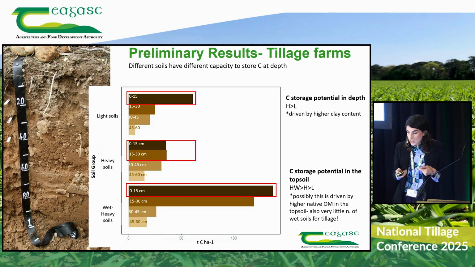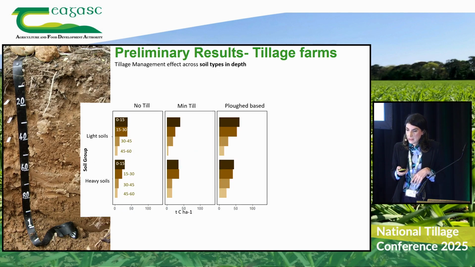Wet, heavier soils have quite a lot of carbon in the topsoil, and this is probably due to the fact that these soils are saturated with water for a longer period of time, and that slows down the decomposition of the organic matter, so you have more organic matter there because it's less lost. But we also have to take into account that we have a very small number of wet soils in tillage farms. So this data is preliminary, as I said.